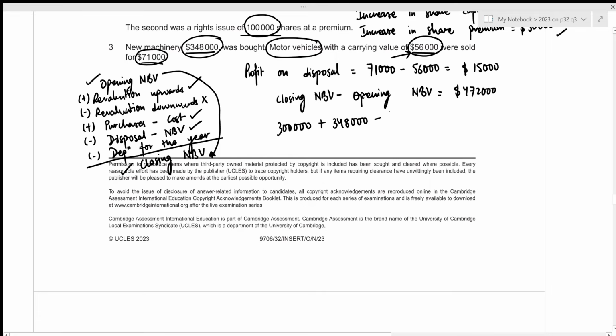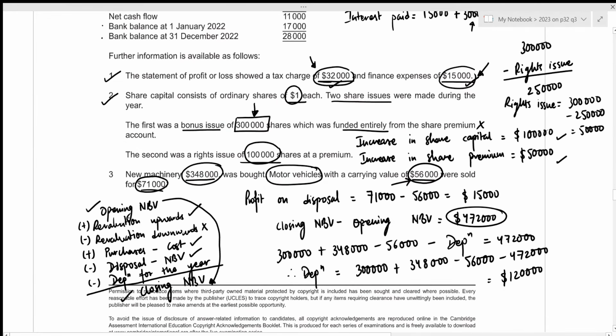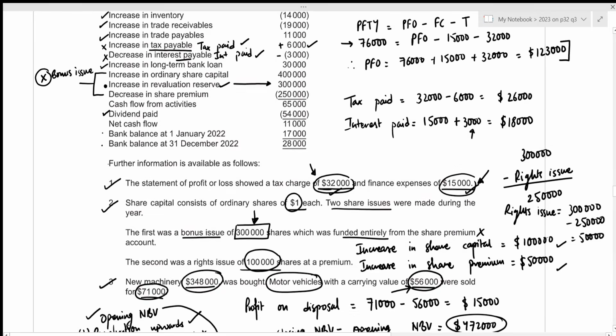We are trying to figure out the depreciation charge for the year, and this will be equal to the closing net book value minus the opening net book value, which is 472,000. So the depreciation charge for the year is just going to be 300,000 plus 348,000 minus 56,000 minus 472,000, which results in 120,000. Okay, that's all for the third information.